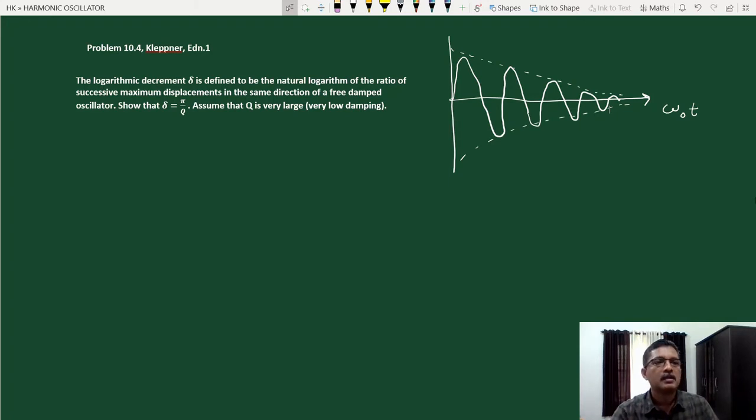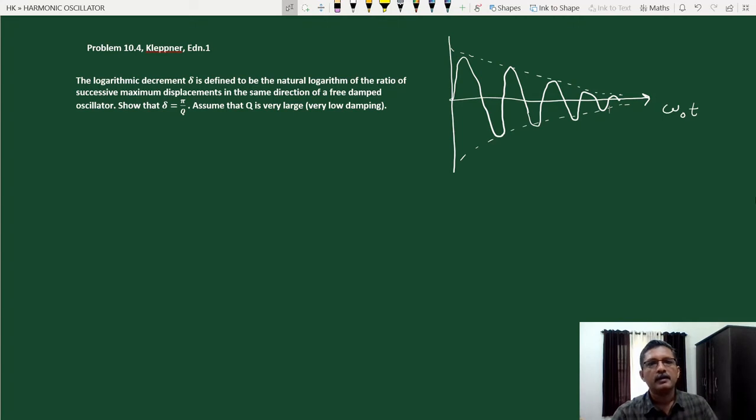So let us consider the next problem, problem 10.4 in Kleppner edition 1. The logarithmic decrement delta is defined to be the natural logarithm of the ratio of successive maximum displacements in the same direction of a free damped oscillator. Show that this delta, this logarithmic decrement, equals pi by Q, where Q is the quality factor. Assume that Q is very large. That means very low damping.